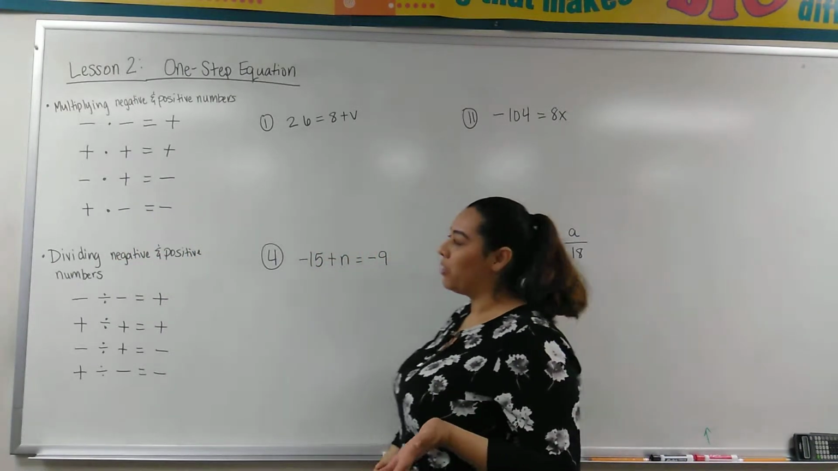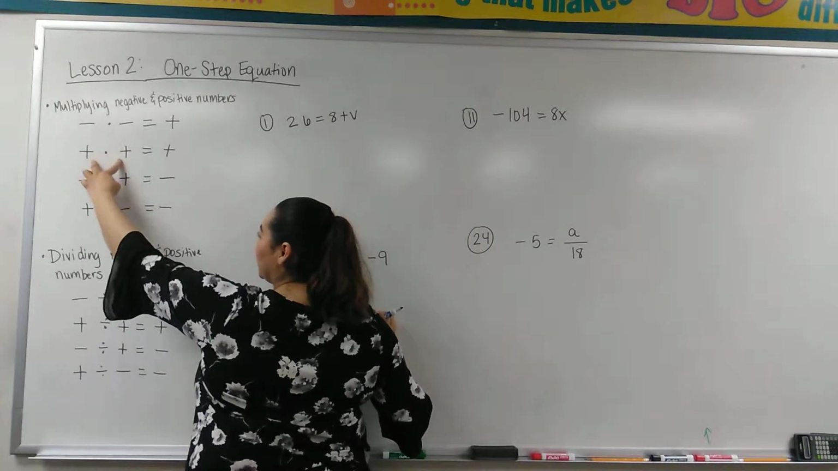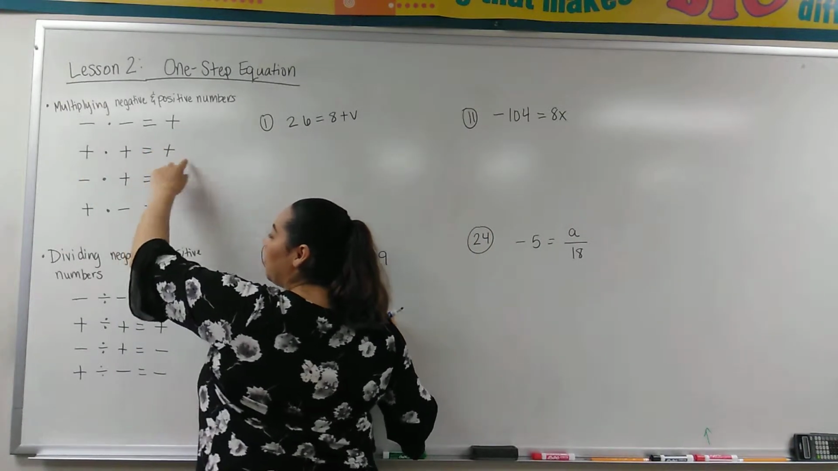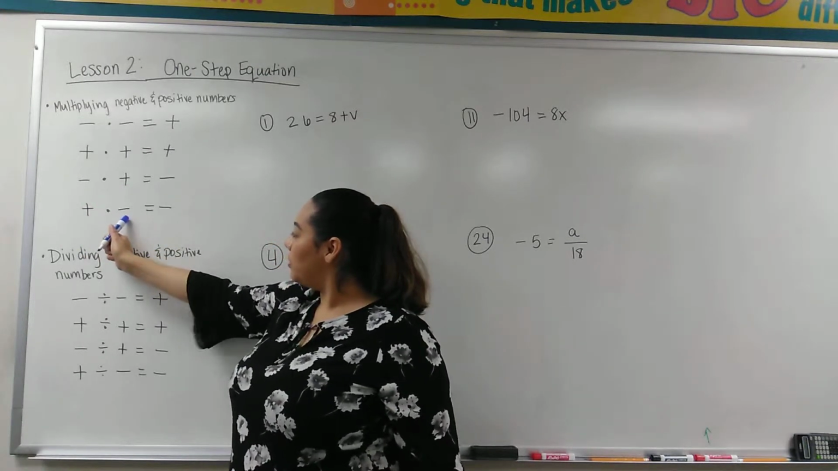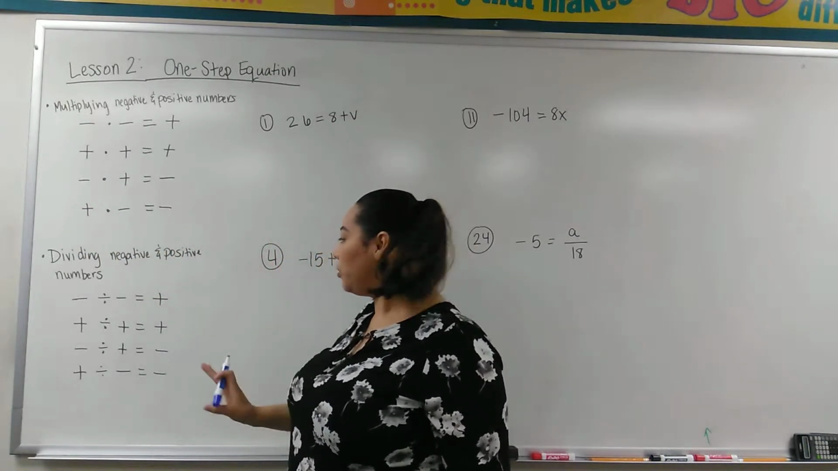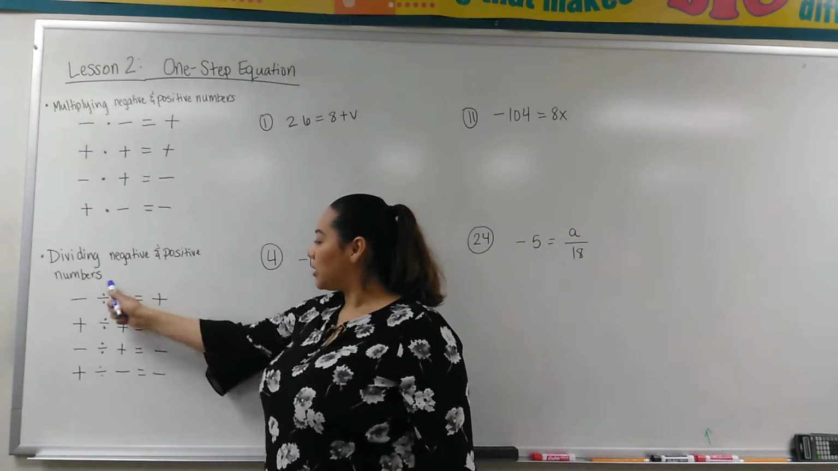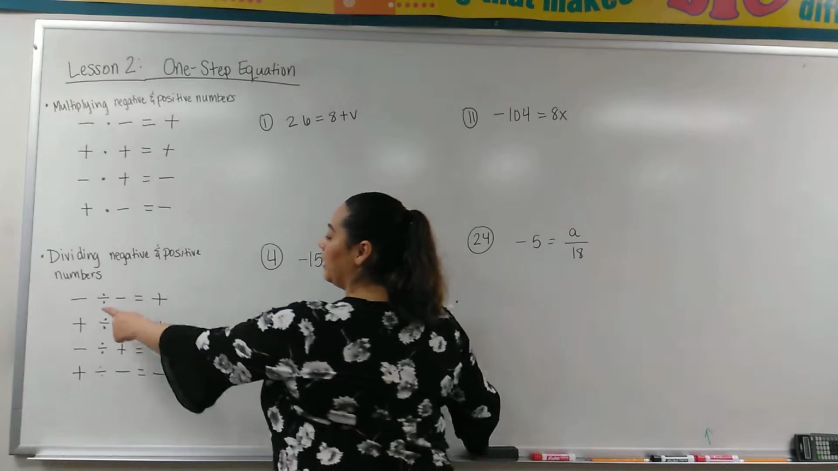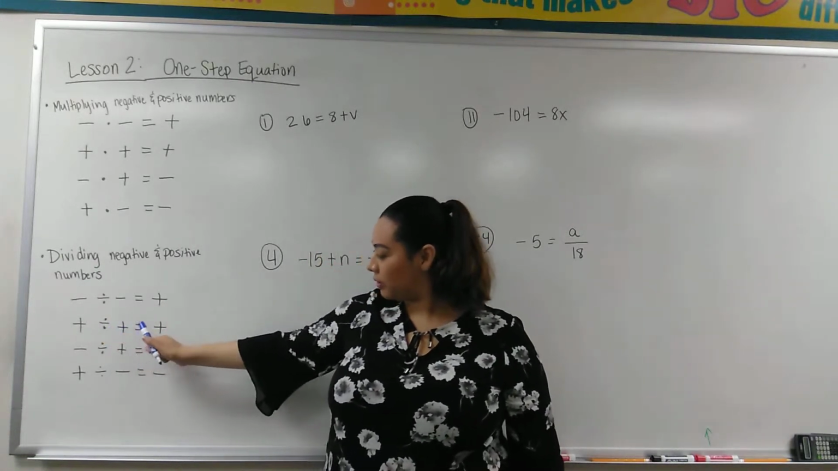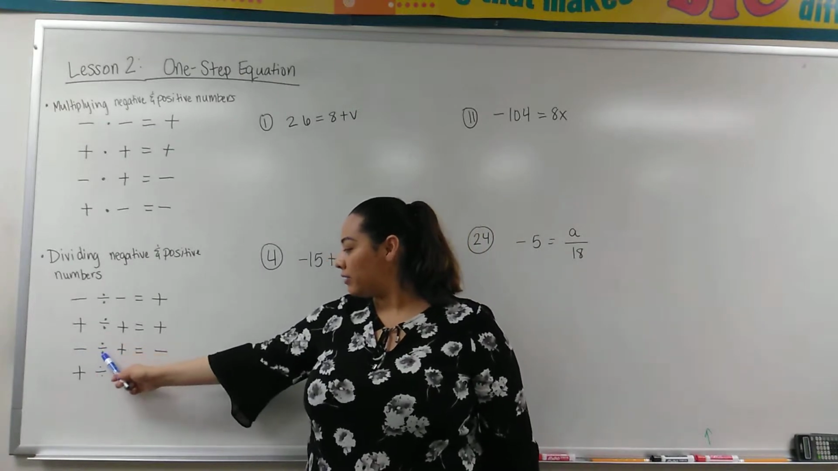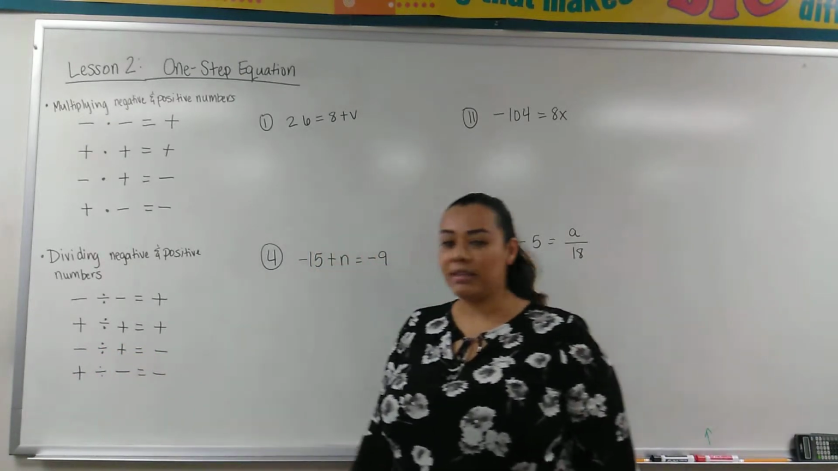The way we can remember this is basically if the signs are the same, you see how right here both of them are the same, it's going to be a positive. If the signs are different, they're opposite, so it's going to be a negative. Same rule applies for division. So when we divide negative and positive numbers, a negative divided by a negative will give us a positive. A positive divided by a positive is a positive. Negative divided by a positive will be a negative. And a positive divided by a negative is a negative.